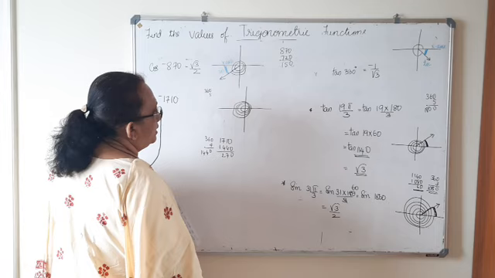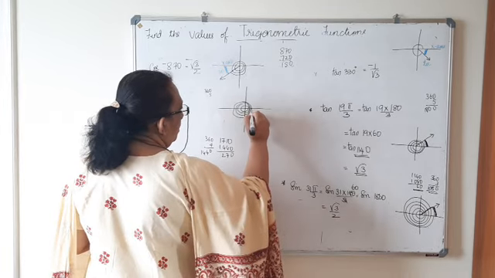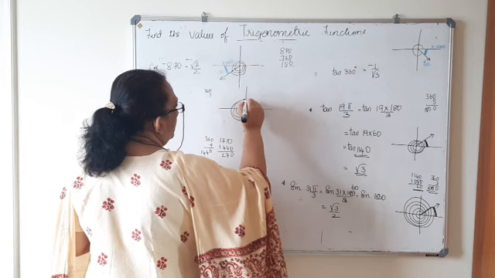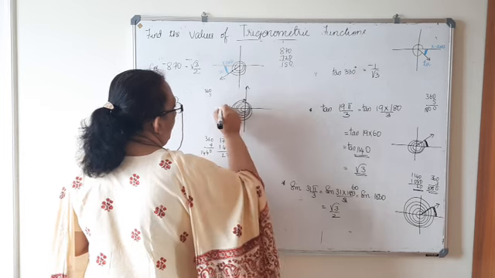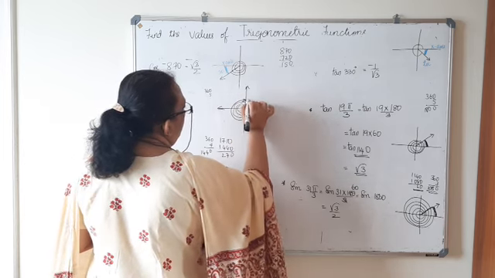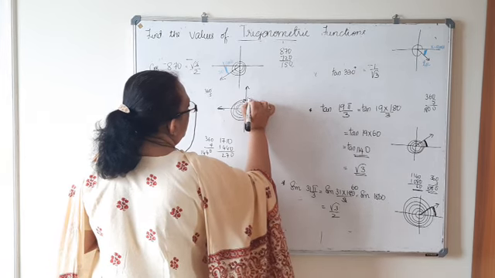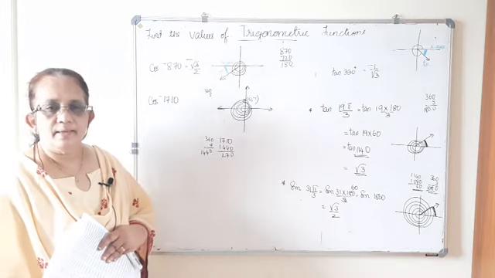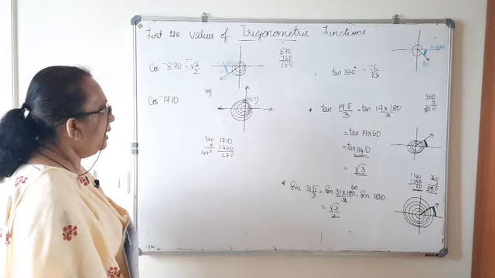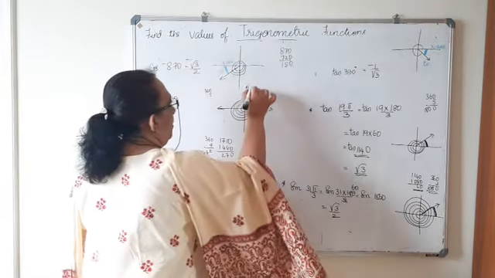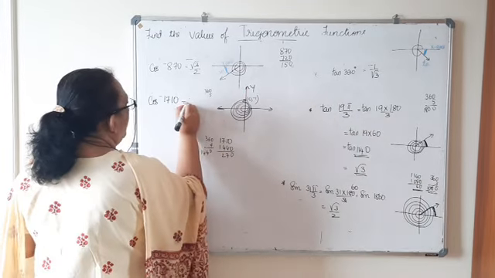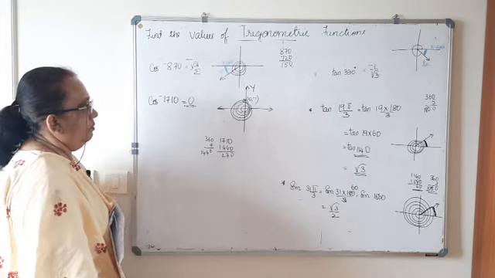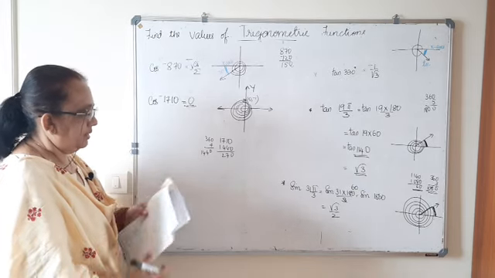270. 270 means 180. Here it will come on the axis. This point is 0, minus 1. It is called a quadrant angle because it comes on the y-axis. So this value is equal to 0 because it comes on the y-axis.